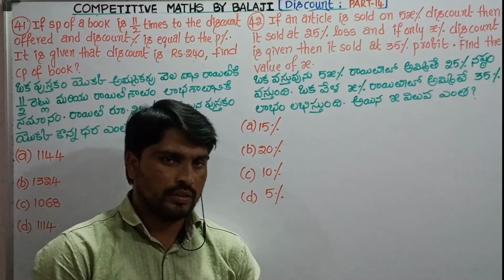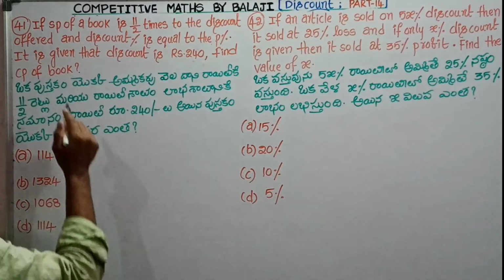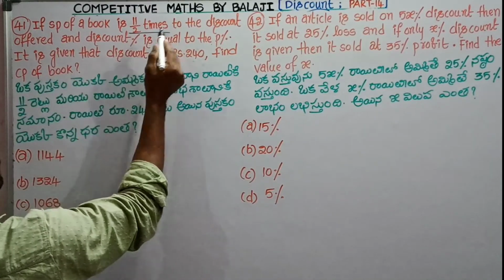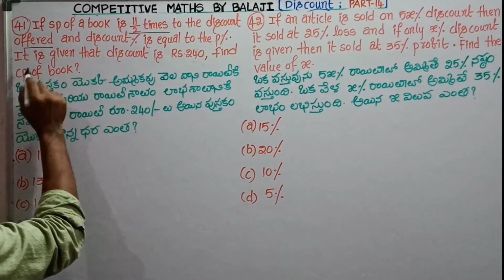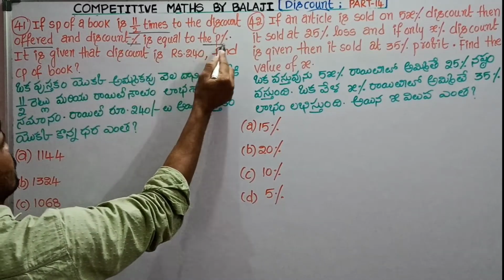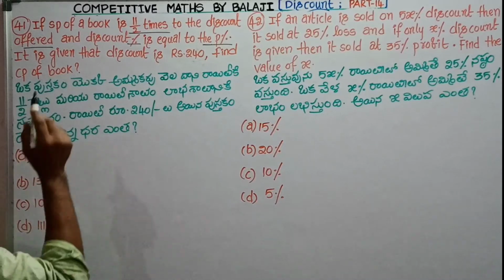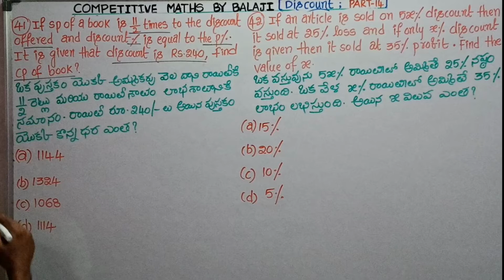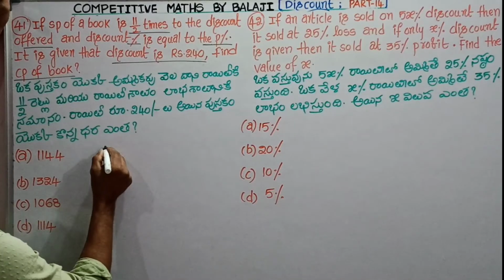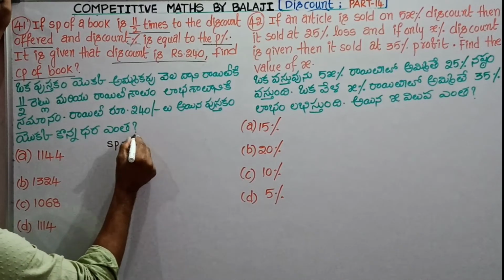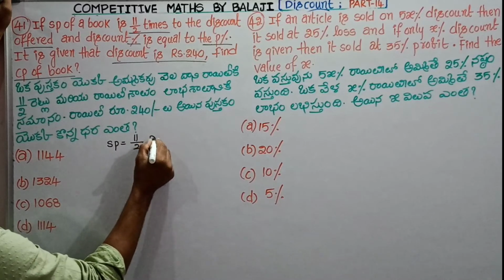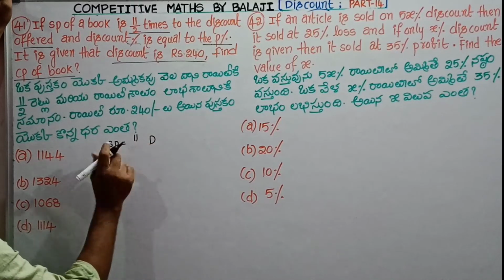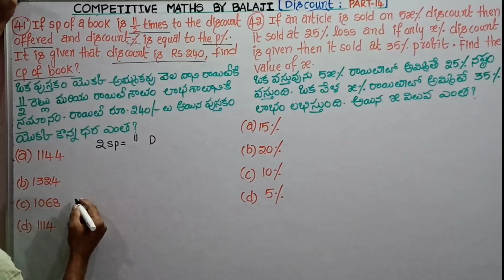Okay. Next question. 41st one. If the SP of a book is 11/2 times the discount offered, and the discount percentage is equal to the profit percentage, it is given that the discount is rupees 240. Find the CP of the book. Okay. SP of a book is 11/2 times the discount offered. So 2 times SP equals 11 times D.